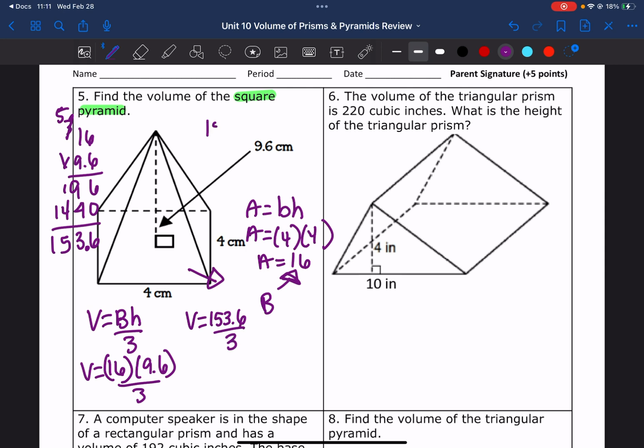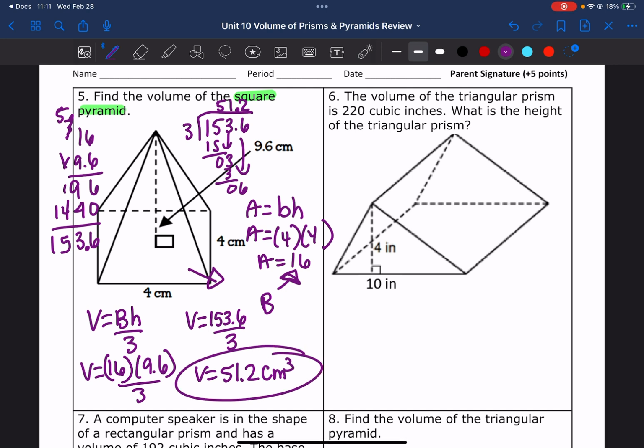Now, 153.6 divided by 3. 3 can go into 15 5 times. That would be exactly 15. 3 can go into 3 1 time. And 3 can go into 6 exactly 2 times. Decimal goes up. So my final answer is 51.2 centimeters cubed. Done. Pause if you need to.